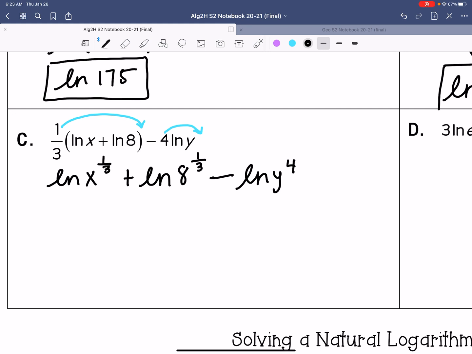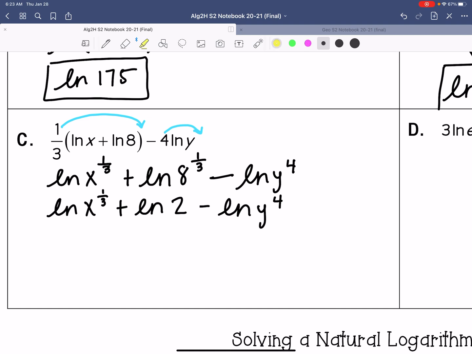All right, simplify anything that we can. The only thing I can simplify is, remember this means cube root. I know the cube root of 8, so I'm going to do the cube root of 8. So we have natural log of x to the 1/3 plus natural log 8 to the 1/3, so the cube root of 8 is 2, minus natural log of y to the 4th.